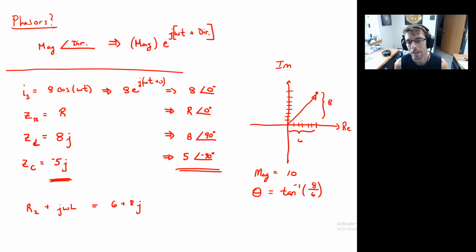Again, we're looking for this angle theta. So what do I have? You know what, I don't trust me there. Let's just do it again real fast. 8 divided by 6, I have 53 degrees. So the phasor for this vector is 10 at 53.1 degrees. Good so far?